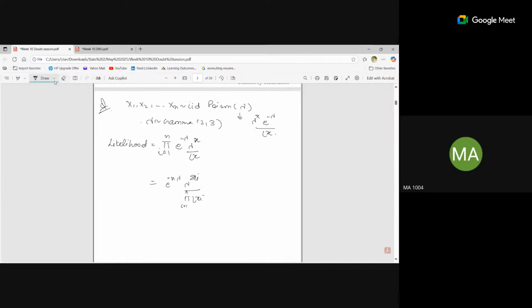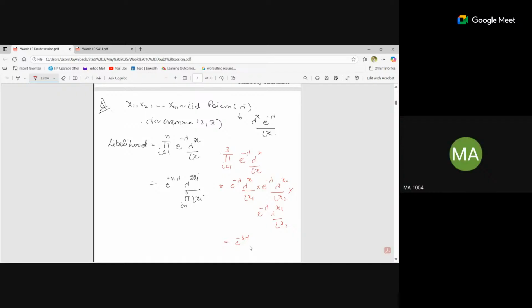Let's take it simple. I'm taking the product, i going from 1 to 3. For i equals 1, this will be e raised to the power minus lambda, lambda raised to the power x1 upon factorial x1, into the same for x2 upon factorial x2, into the same for x3 upon factorial x3. If I multiply the whole thing, e raised to the power minus lambda will be 3 lambda.